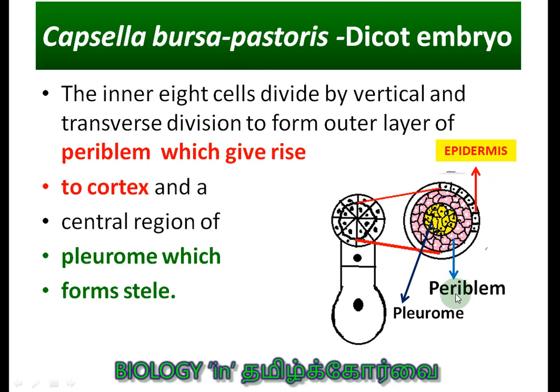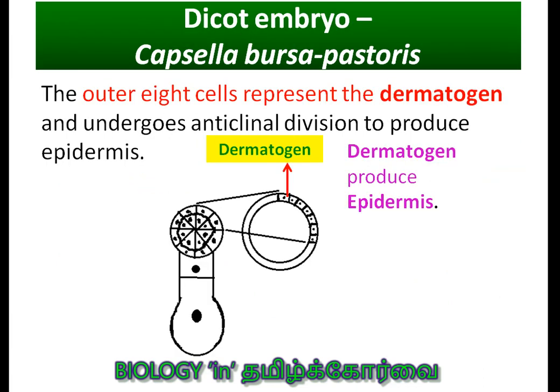In future, which gives rise to cortex. The periblem is going to give rise to cortex. And the central region is the plerome. Central region is the plerome, which is going to form the stele. So ultimately, what we have studied so far, there are three tissue systems in the plant. In anatomy, we learnt one is dermal system, another one is vascular system, third one is ground tissue system. Now, all the initials of these three tissue systems are formed. That is what you should understand here.